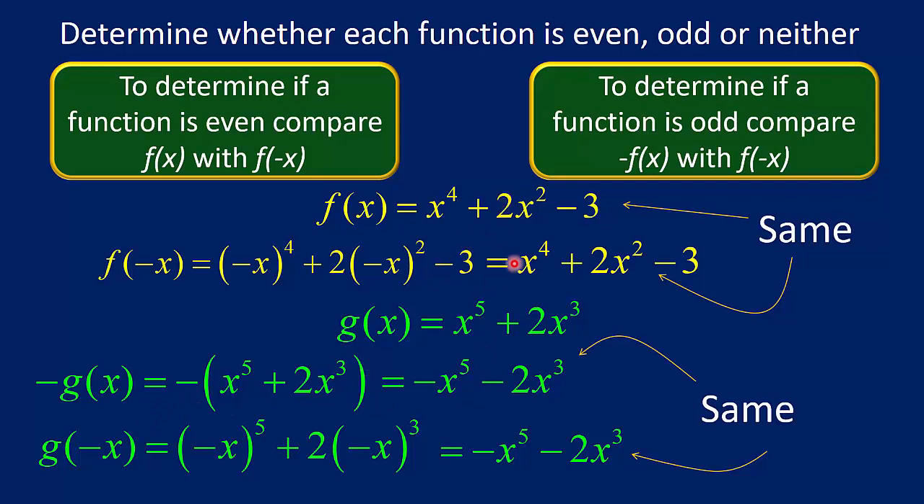Now, if neither one of these situations holds, if we find that f of x is not equal to f of negative x and negative f of x is not equal to f of negative x, if neither of those conditions holds, then we say that it's neither even nor odd.